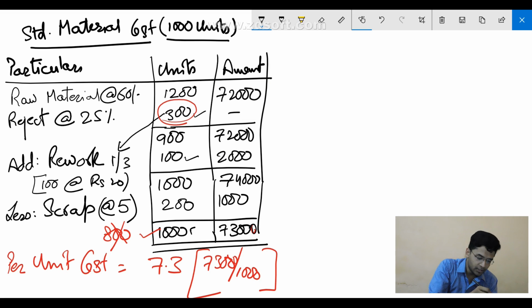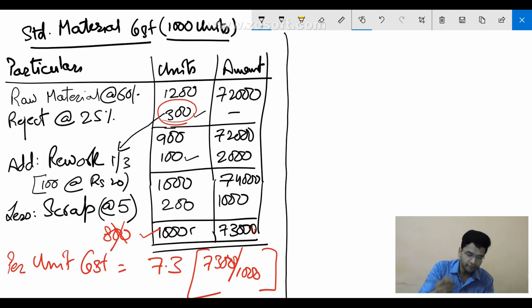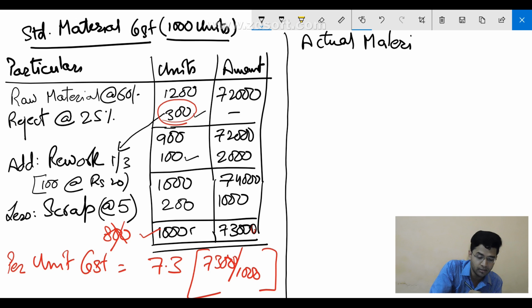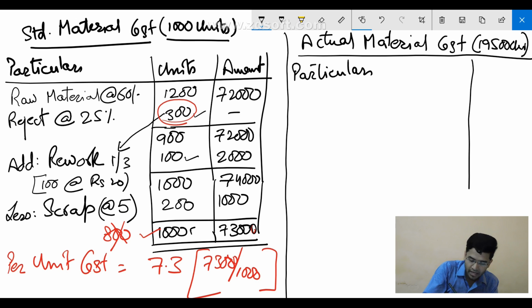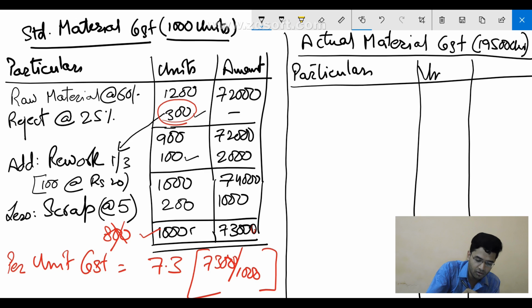Okay, so guys, we have computed the standard cost which should have been incurred for this production process. Now we will be computing the actual material cost which is actually incurred in this entire process. And the actual material cost is computed for 19,500 units. That is the production which we have done during the particular period which is given in the question. Now we have to compute the actual cost which has been incurred by the company. Actual cost will again be computed in the similar fashion.